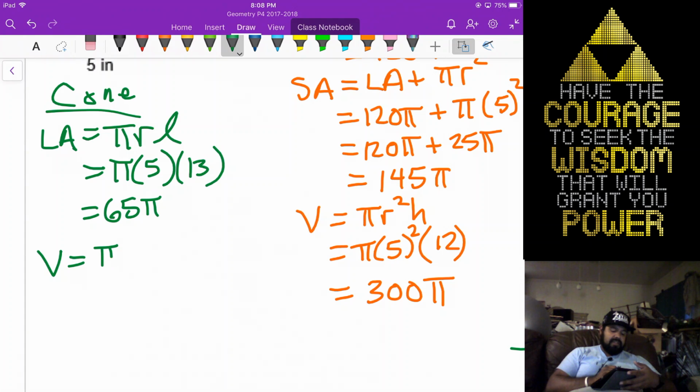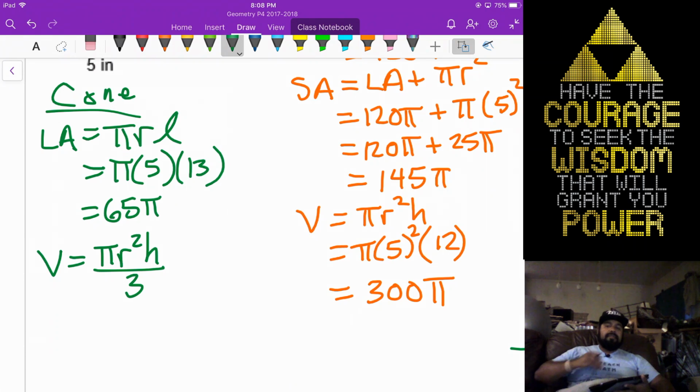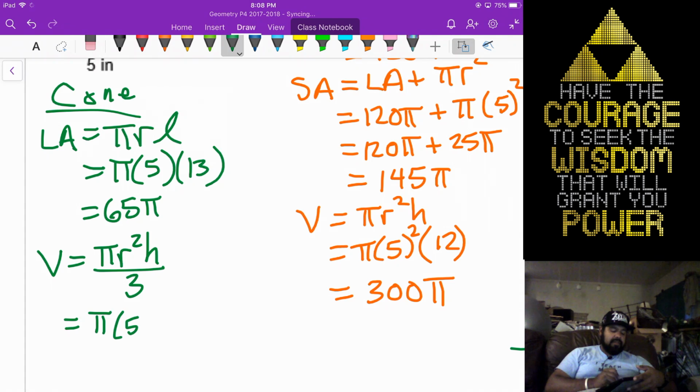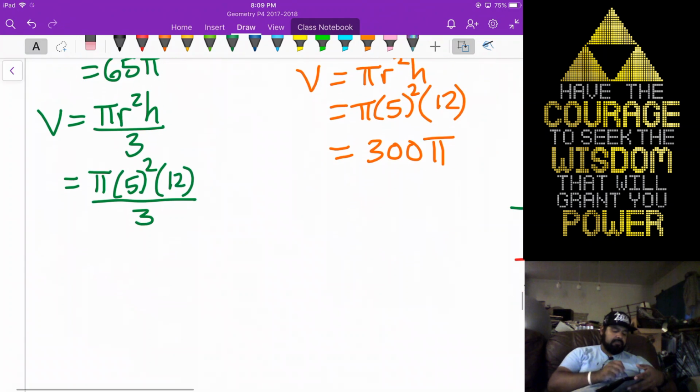Volume equals pi r squared times h divided by 3. Or if you want to say 1/3 base area times height, that's fine too. That is totally fine. Here we go. Pi 5 squared times the height of 12 all over 3. Can Mr. T do this in his head? Probably. 12 divided by 3 is 4. 5 squared is 25, so that's going to be 25 times 4. 100 pi.